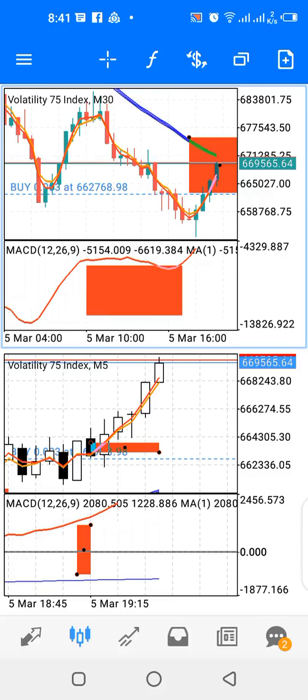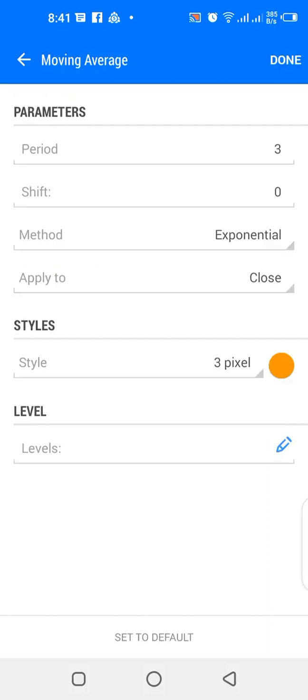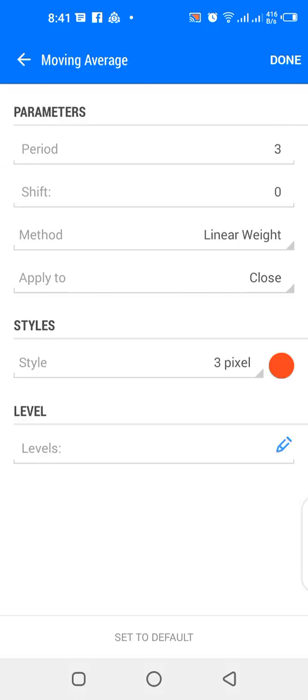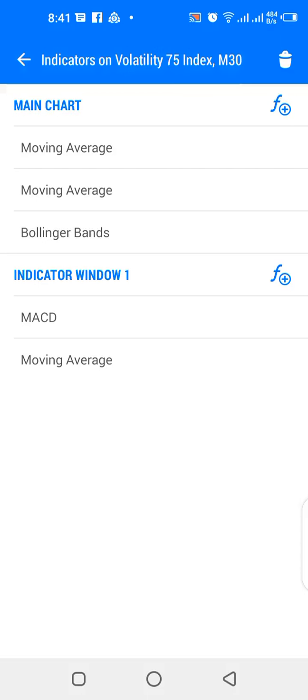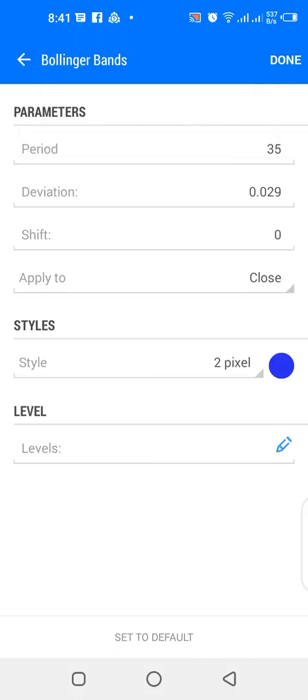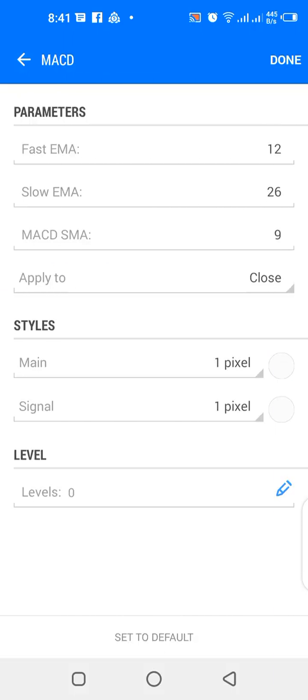Let's look at the settings again. For the upper window settings, we have moving average, period is 3, shift is 0, exponential, apply to close, the color is orange. Another moving average, period is 3, shift is 0, this time around linear weight, apply to close, red. Then the Bollinger Band on the main chart, we have period is 35, deviation is 0.029, apply to close, color is blue.